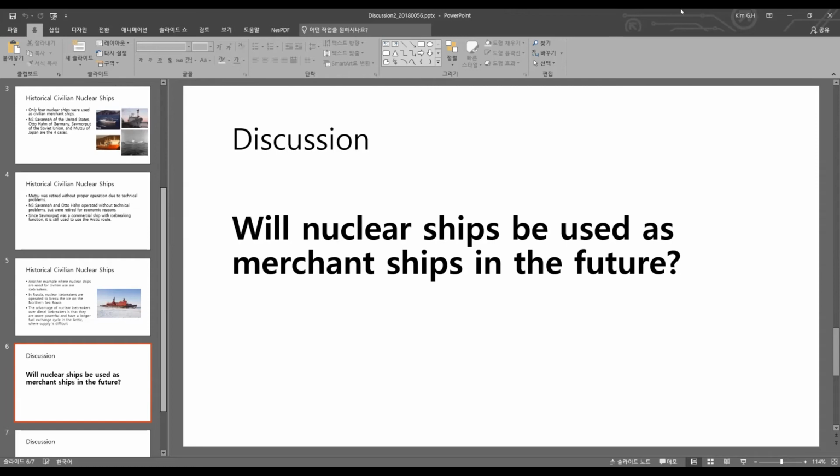I don't know if it will definitely be replaced by nuclear ships, because I think nuclear is over-spec for a merchant ship. Nuclear ships are usually used as warships, and warships are floating for a long time, and nuclear is a good solution for long functioning. But a merchant ship doesn't need such long days. So I don't agree that nuclear ships will be used as merchant ships.